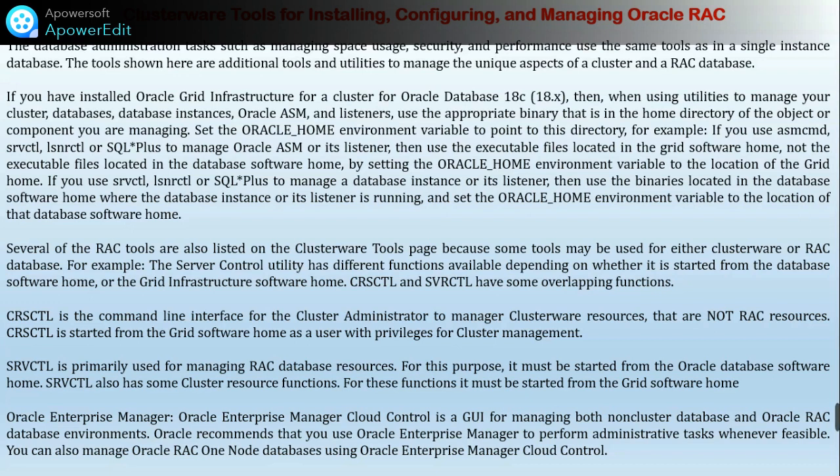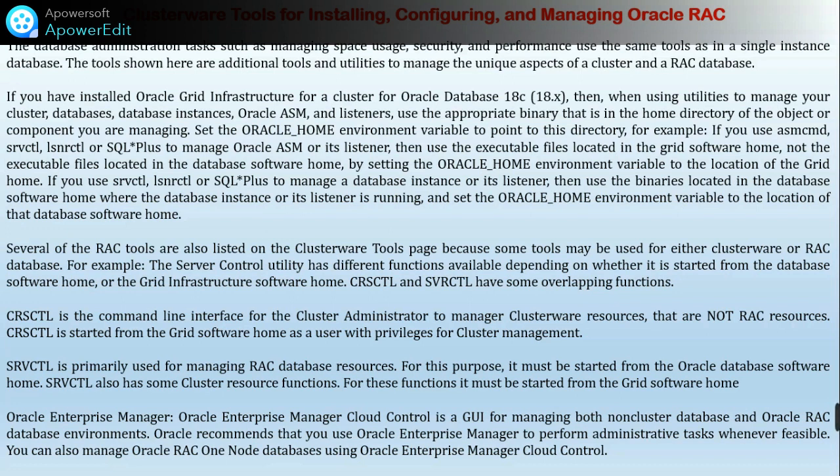Next, Clusterware tools for installing, configuring and managing Oracle RAC. The Oracle database administration tasks such as managing space usage, security and performance use the same tools as in a single instance database. The tools shown here are additional tools and utilities to manage the unique aspects of a cluster and a RAC database. If you have installed Oracle Grid Infrastructure for a cluster for Oracle Database 18c, then when using utilities to manage your cluster database instance, Oracle ASM and listener, use the appropriate binary that is in the home directory of the object or component you are managing. Set the Oracle home environment variable to point to this directory.